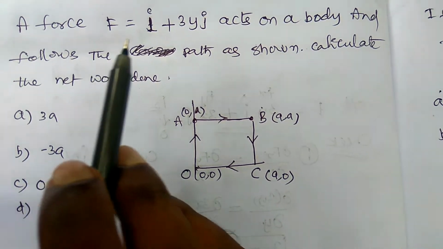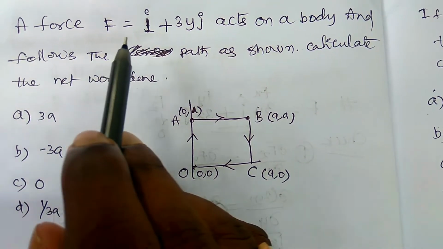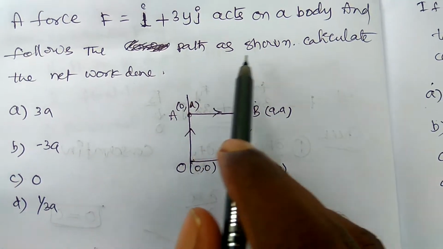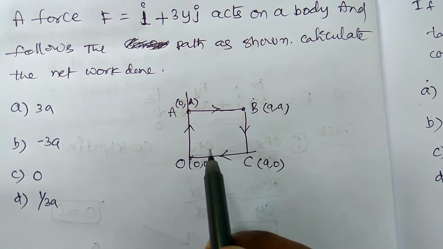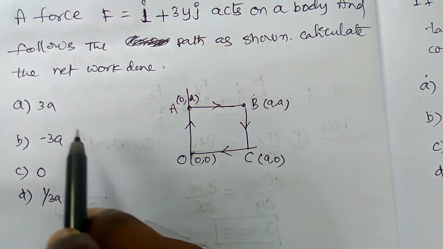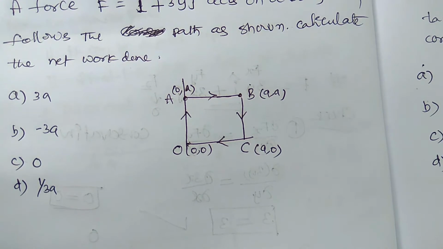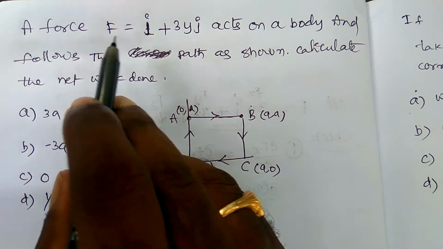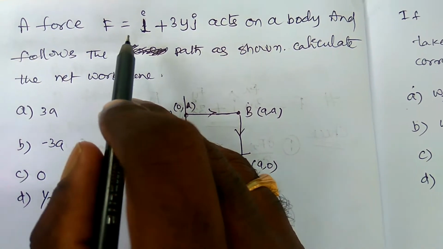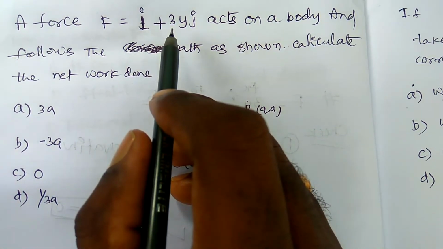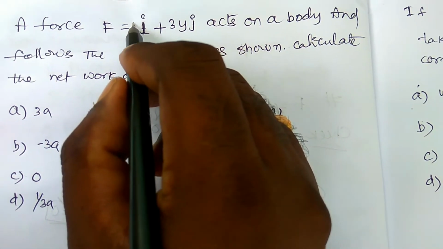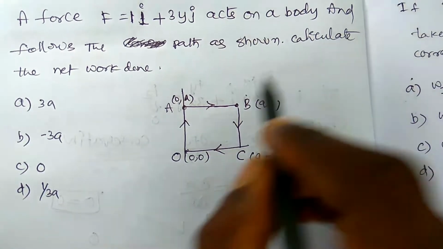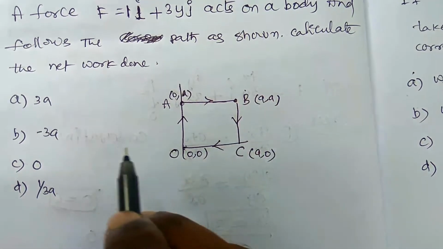Take another example which was in previous exam models. A force F equals i plus 3yj acts on a body and follows the path as shown. So this is the path which was given to us. Calculate the net work done. Here A, B, C, D options are there. So we have to find the net work done along this path. Okay. So here the force is i plus 3yj, acts on a body and follows the path as shown in the figure, and calculate the net work done.